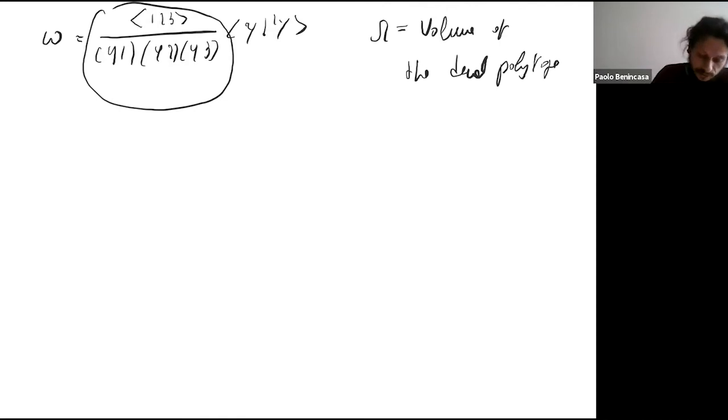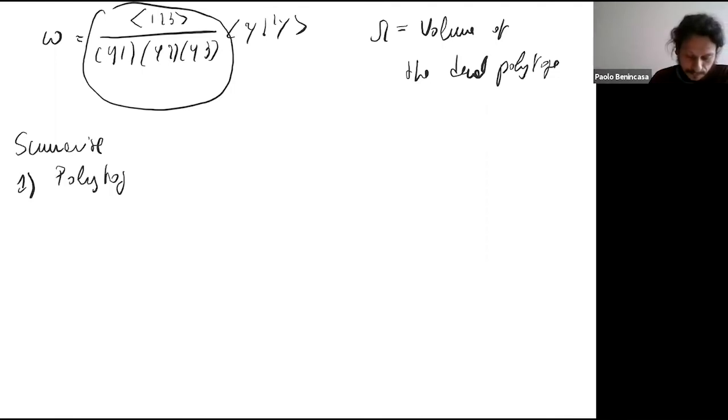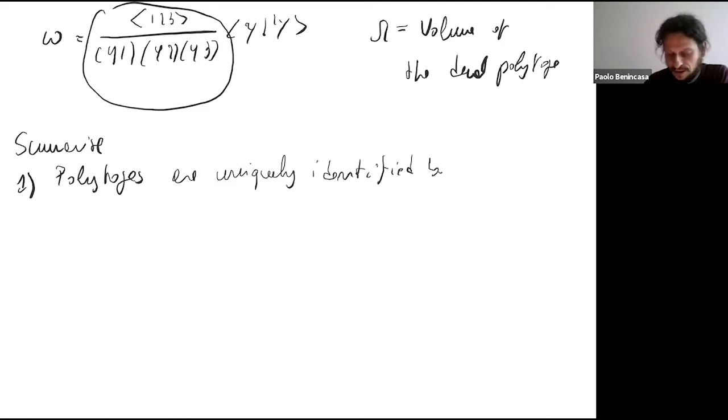So just to summarize, the important point is that polytopes are uniquely identified by their canonical form.